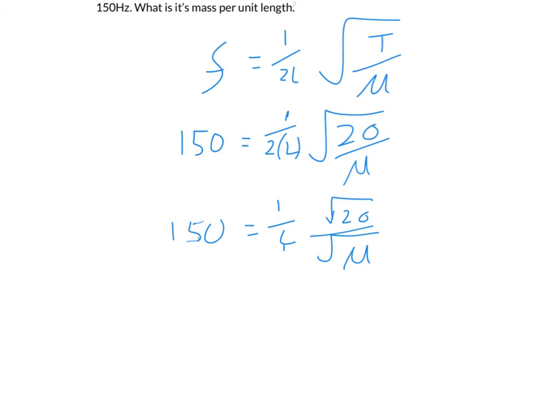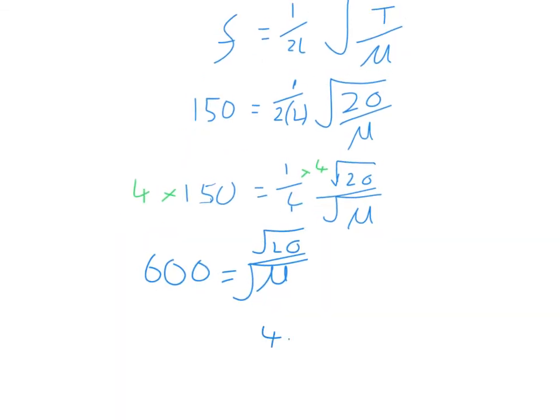What I would do here personally is my first step will be to try to get rid of the quarter, because I don't like fractions. So I'm going to multiply both sides by 4 to do that. So 4 times 150 is going to be 600. And then a quarter times 4 will cancel out. So I'm left with square root of 20 over square root of mu. Now I'll figure out the square root of 20 on my calculator, and it's 4.472.